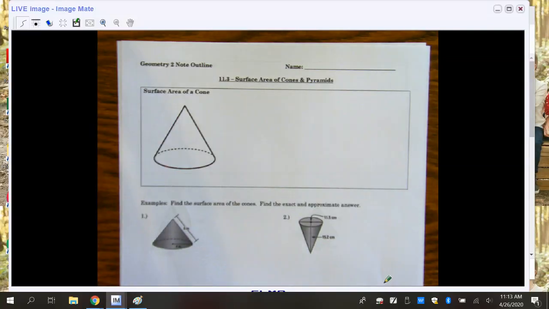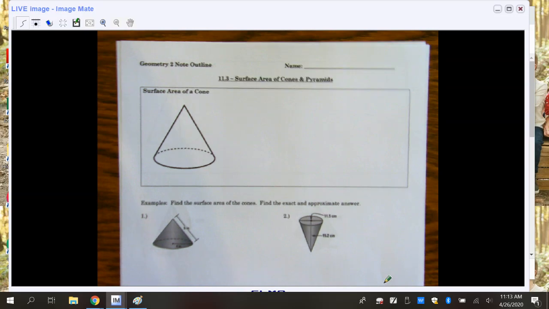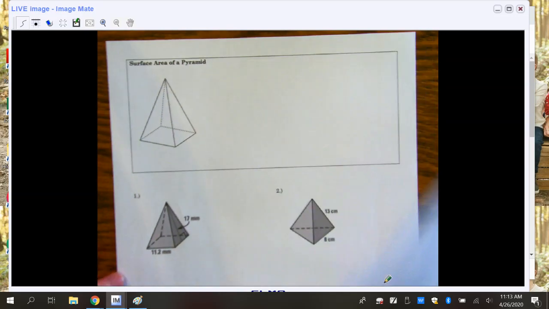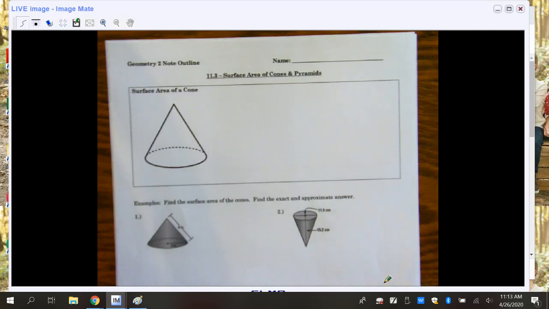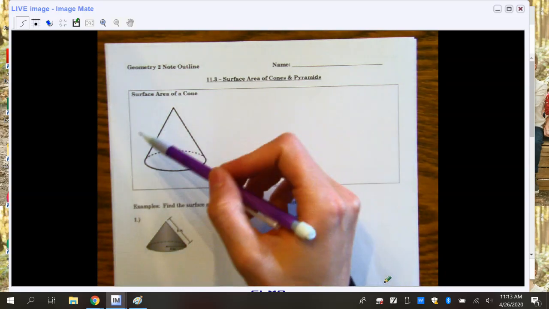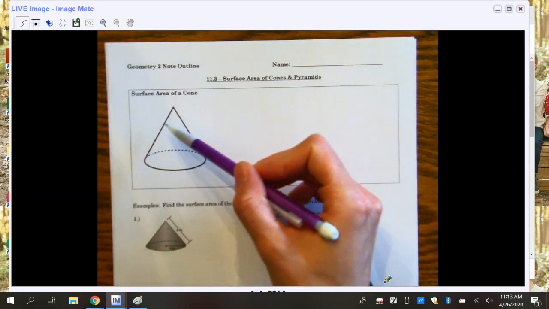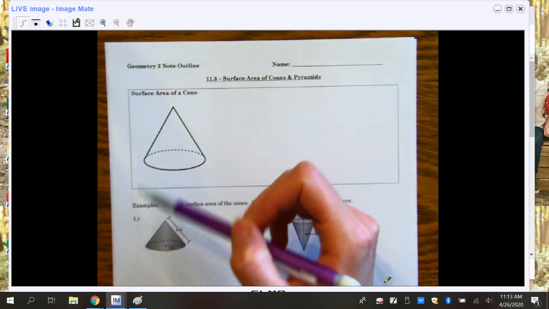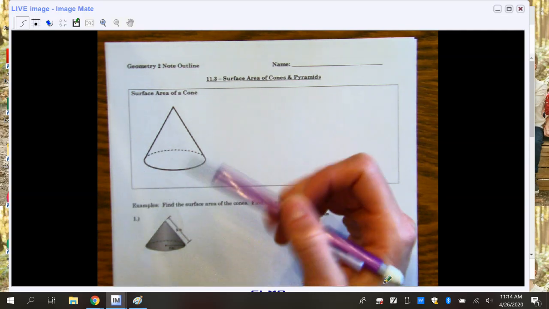All right, so the next couple figures that we are going to be looking at surface area for are cones and pyramids. When you think of a cone, obviously the first thing, at least that comes to my mind, is an ice cream cone, right? But this idea of surface area is always the same. It's how much would we need to cover all the outside area of your figure.